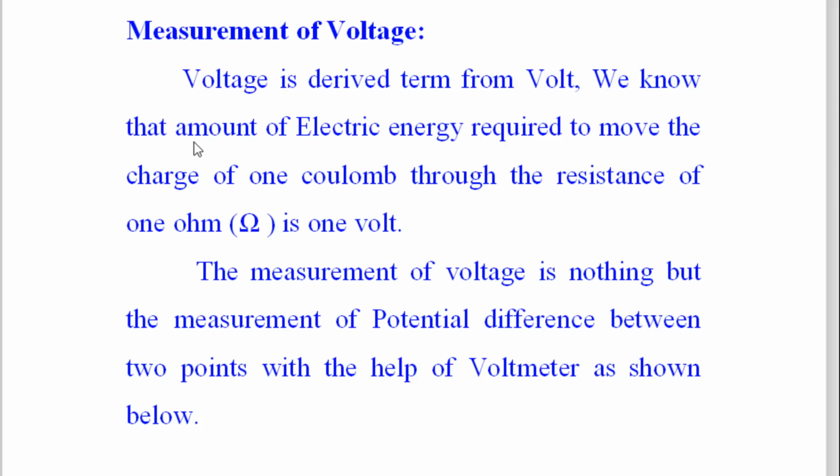We know that the amount of electric energy required to move the charge of 1 coulomb through the resistance of 1 ohm is 1 volt. And this is the definition of a volt. So in physics, normally we say work done. So how much amount of work is done? Work done means you will require some amount of energy.